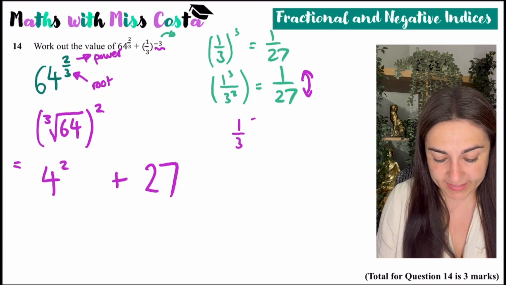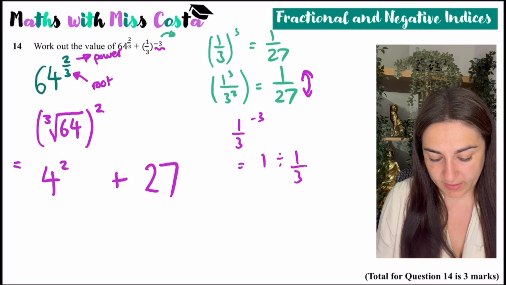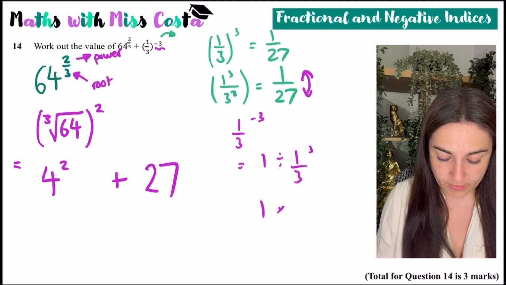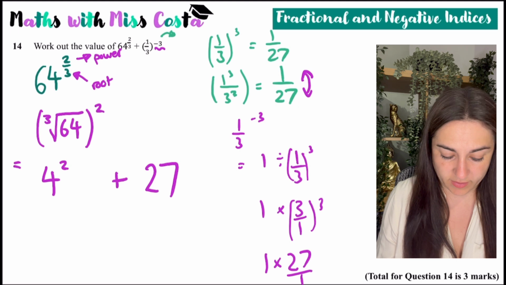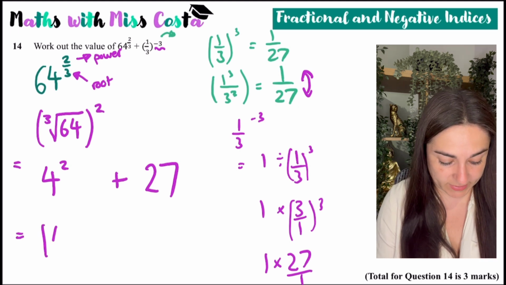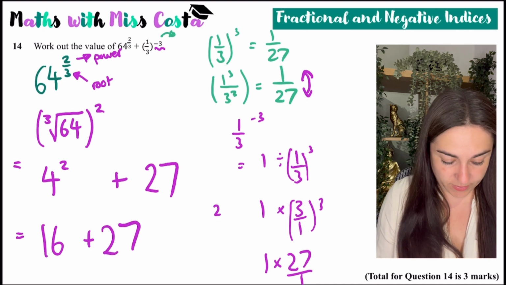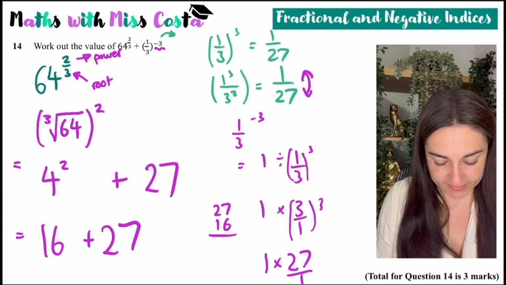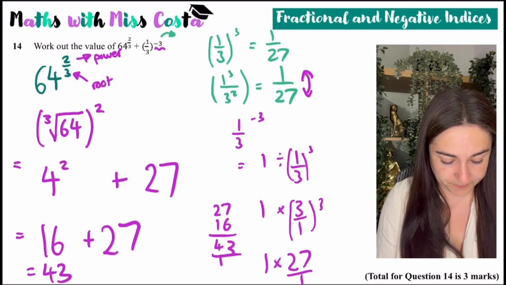Another way you could do that is 1/3 to the power of negative 3 would be 1 divided by 1/3 cubed, which would become 1 times 3 over 1 cubed, which would become 1 times 27 over 1. So you choose which way works best for you, but we'd be left with 4 squared plus 27, which equals 16 plus 27, which would give you 27 plus 16, 7 plus 6 is 13, 2, 3, 4, 43.